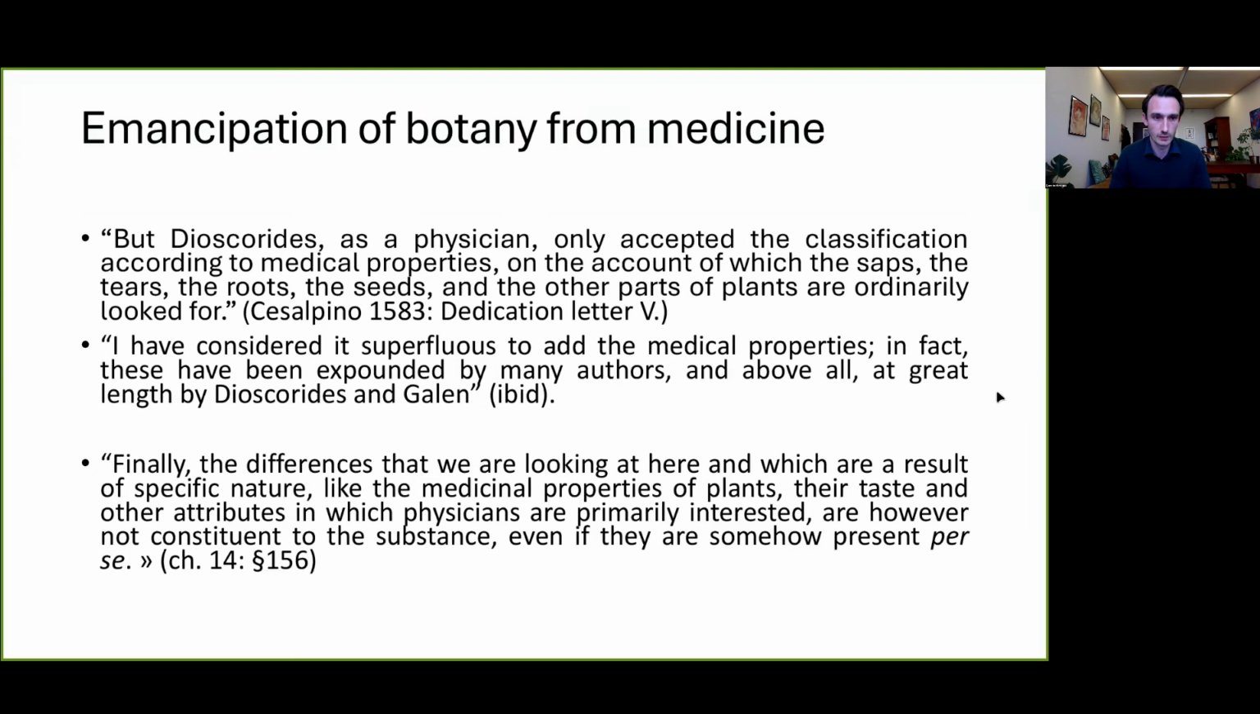And this is also something you can see in De Plantis itself, for example, in chapter 14, where he says, "Finally, the differences that we are looking at here and which are a result of specific nature, like the medicinal properties of plants, their taste, and other attributes in which physicians are primarily interested, are, however, not constituent to the substance, even if they are somehow present per se." So he did not dismiss these properties totally, but he said that it was not essential to build a theoretical classification of plants. Next slide, please.